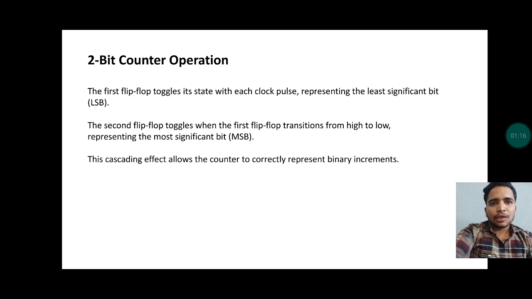A 2-bit counter operation. The first flip-flop toggles its state with each clock pulse, representing the least significant bit, LSB. The second flip-flop toggles when the first flip-flop transitions from high to low, representing the most significant bit, MSB. The cascading effect allows the counter to correctly represent the binary increments.